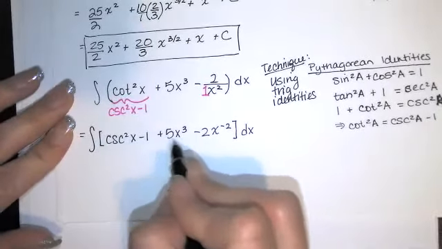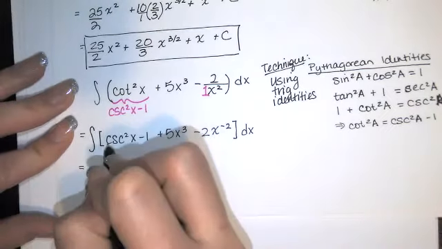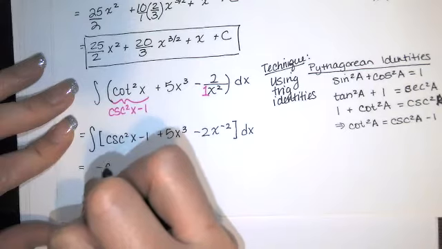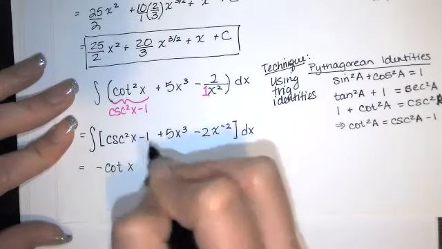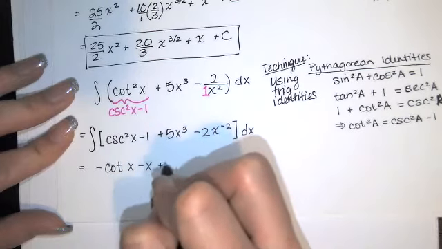I've got a rule for that, a rule for that, a rule for that, and a rule for that. So now I just use my rules. The antiderivative of cosecant squared is negative cotangent of x. The antiderivative of negative 1 with respect to x is minus x.